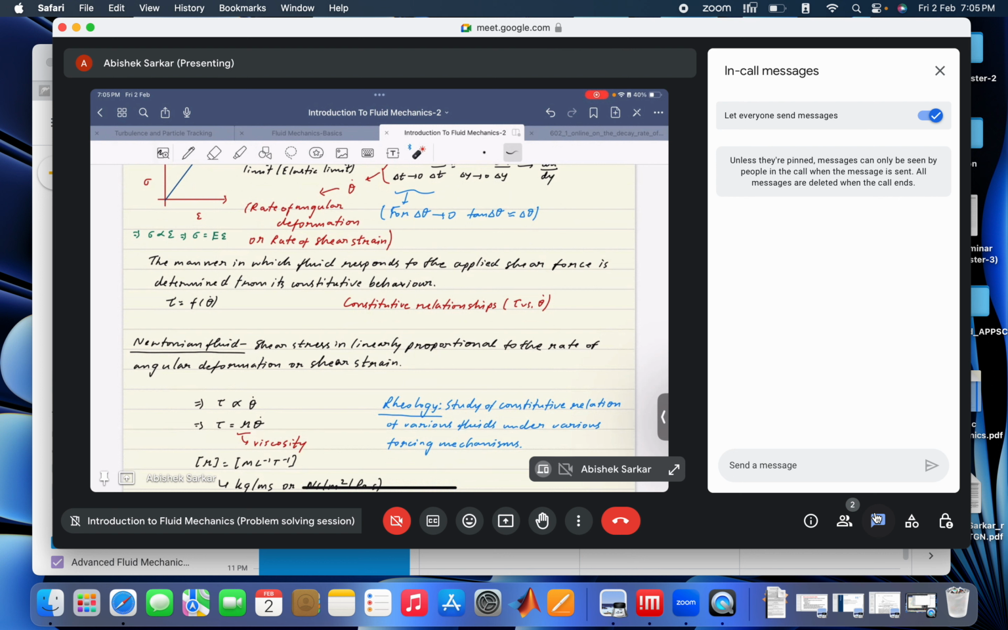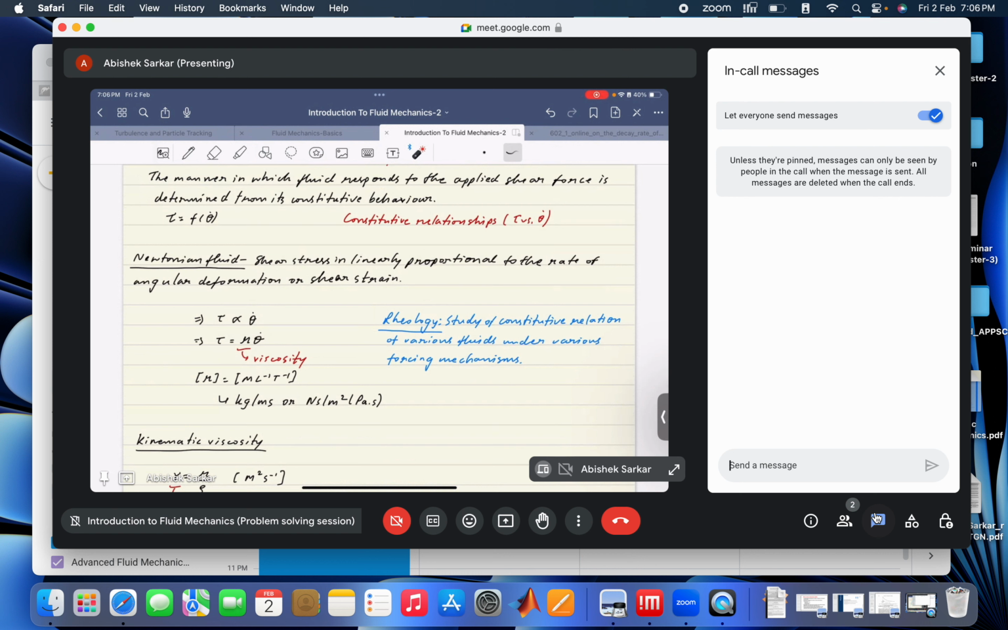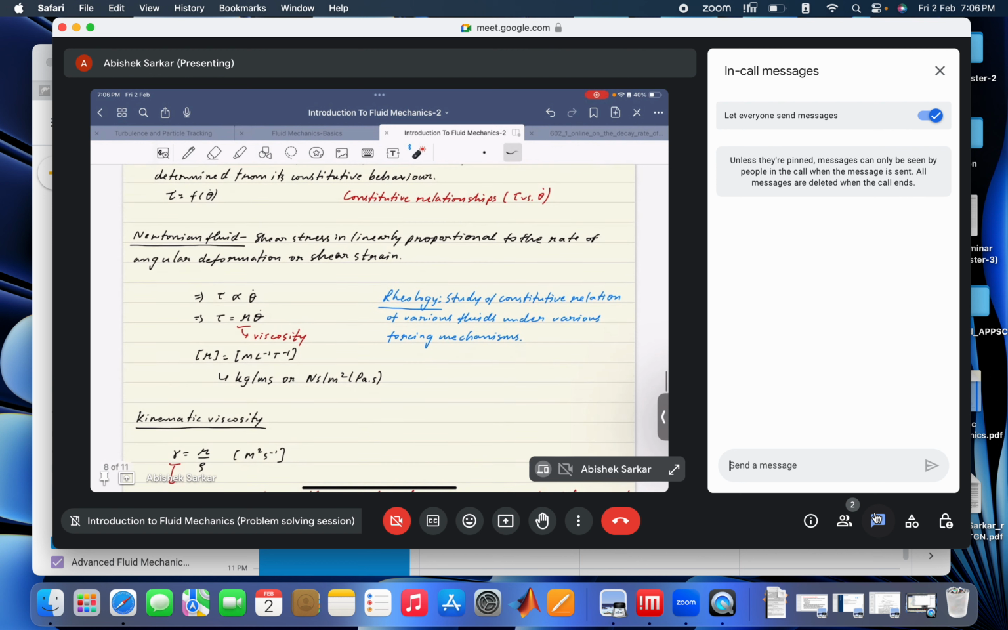But in the case of Newtonian fluids, the shear stress is linearly proportional to the rate of angular deformation, or rate of shear strain. So tau is directly proportional to theta dot. And to remove this proportionality symbol, we use a proportionality constant mu, which is known as the dynamic viscosity, which has units of kg per meter second, or Newton second per meter square, or more properly Pascal second. In the form of dimensions, it has the unit of M L^-1 T^-1.